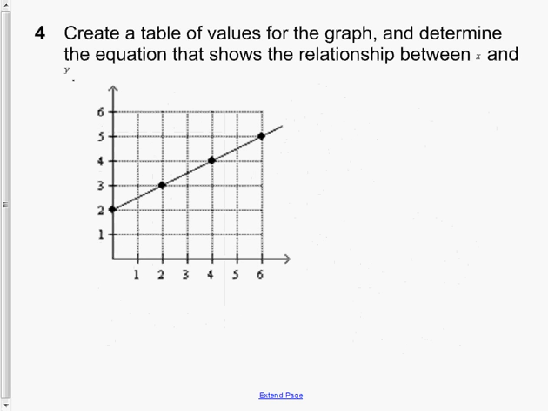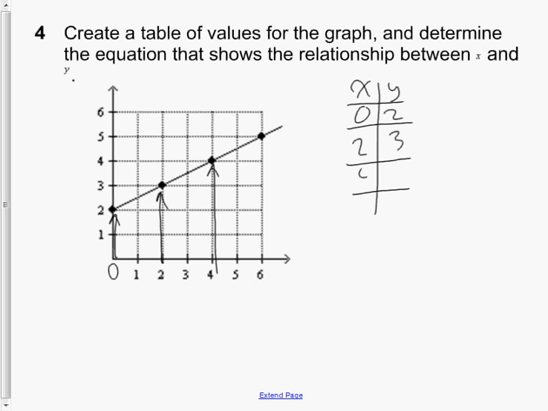In the fourth question, we're given a different graph. Same question, though. Create a table of values. So I'm going to put x and y here. My first x value is actually 0. When x is 0, y is 2. That's helpful, because when I do my equation, I'm going to know my constant. When x is 2, y is 3. When x is 4, y is 4. And when x is 6, y is 5. So now I have my table of values.